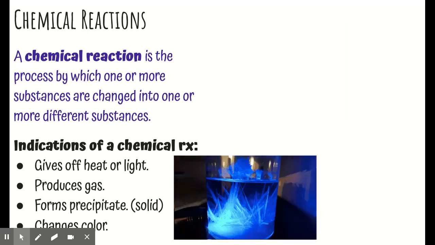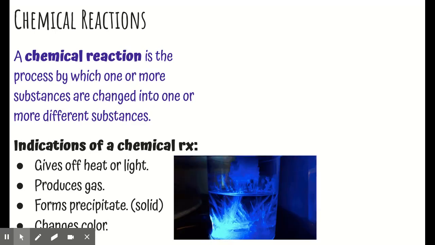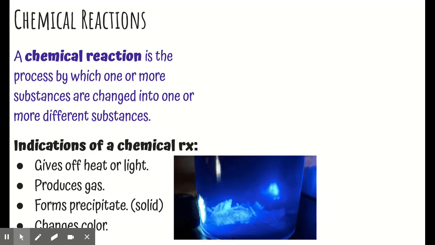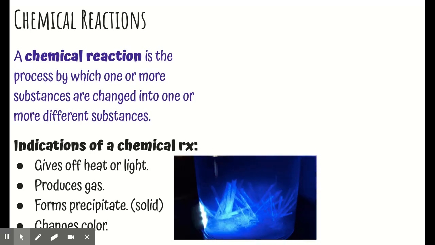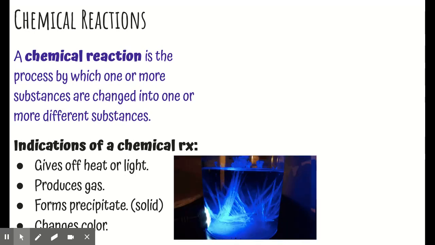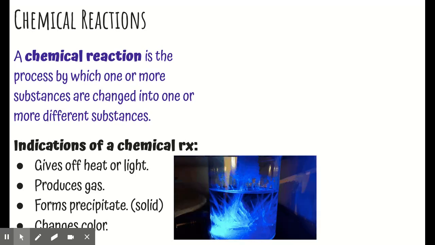The next one is that it forms a precipitate. Okay, so just like it precipitates outside, right? Precipitation. We know that that's like snow or rain or whatever. Same thing with chemical reactions. So if you have two liquids and you mix them together and it creates any kind of solid, that's considered forming a precipitate.